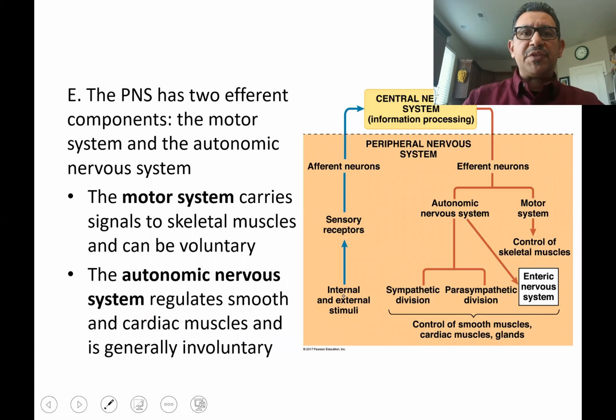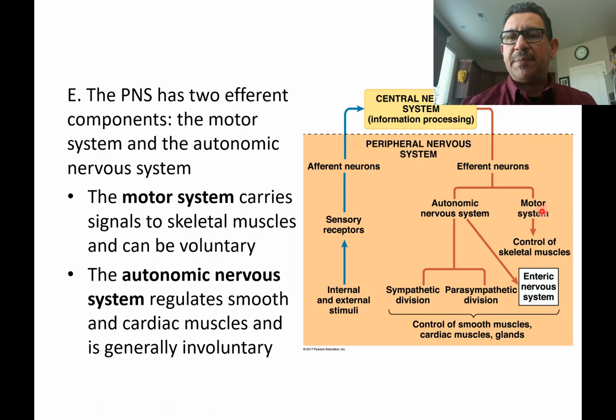The peripheral nervous system is going to have also two efferent components. Efferent means that it's carrying information away. And you can see what those two are. There's going to be an autonomic nervous system and a motor system. Let's focus first on the motor system.